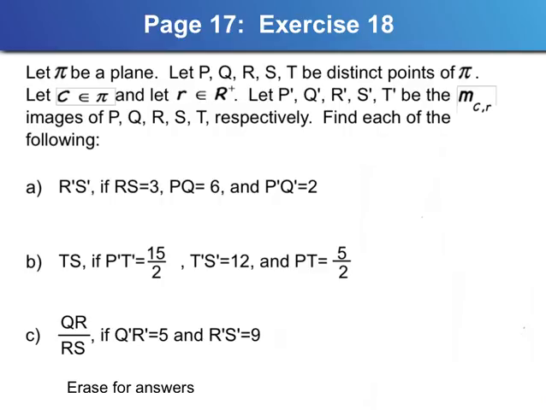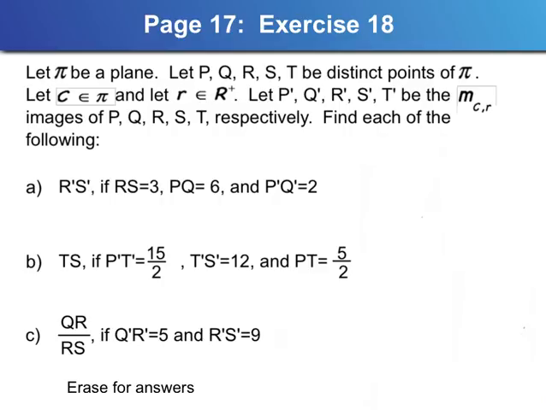On page 17, exercise 18, I would like you to take a look at it and try this problem. It says let pi be a plane, let P, Q, R, S, and T be distinct points in that plane. Let C be a point in the plane, and let R be a positive real number. Let P prime, Q prime, R prime, S prime, T prime be the magnification with center C, scale factor R, images of P, Q, R, S, and T respectively.